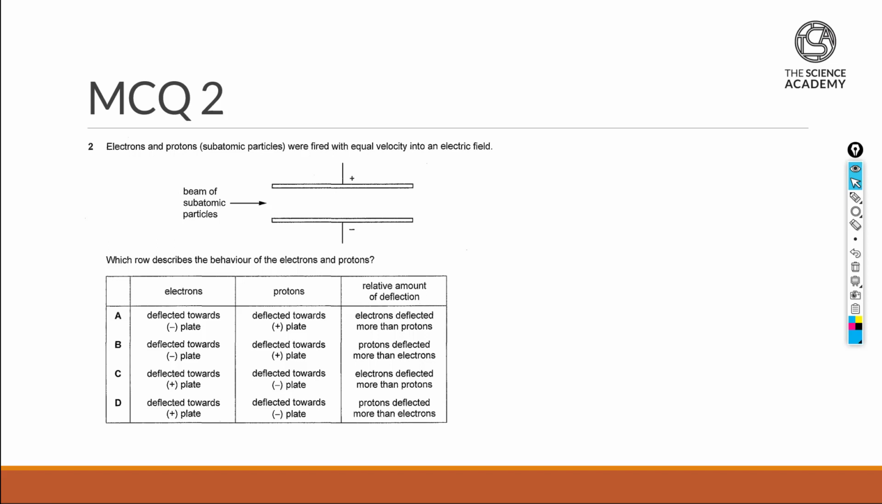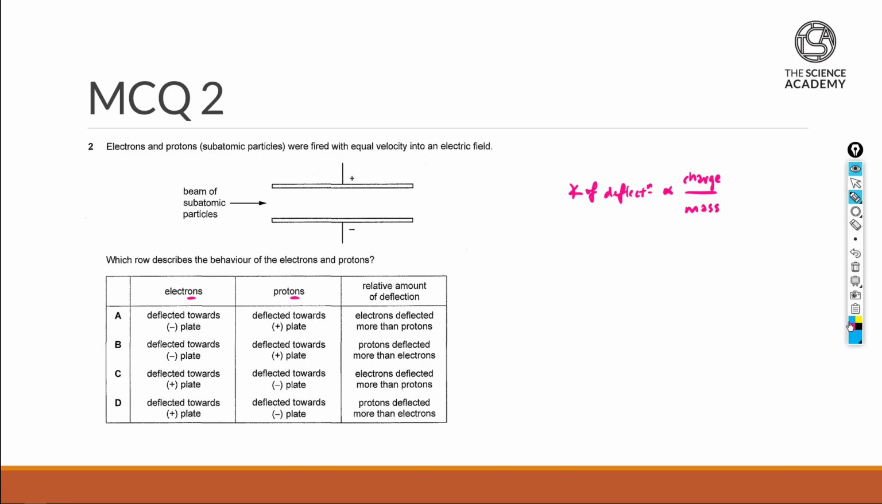In MCQ number 2, we're going to take a look at a very common atomic structure question with regards to how particles are actually deflected through an electric field. So over here, we're looking at a few particles. We're looking at electrons as well as protons. So based on this, the angle of deflection is often likened to be proportional to the charge of the particle and inversely proportional to the mass of the particle.